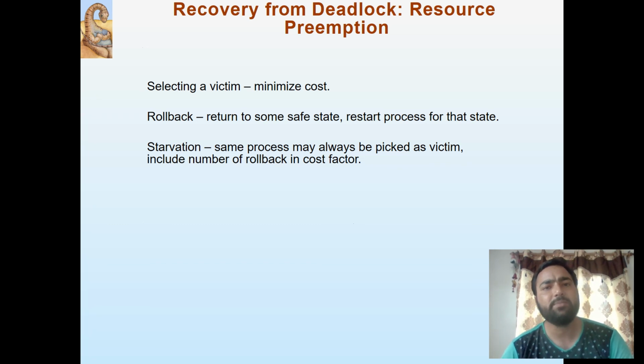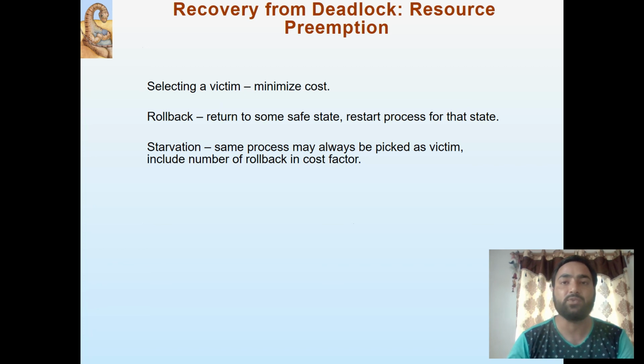कि भाई हर बार जब भी आप एज ए विक्टिम प्रोसेस जिसको हम टर्मिनेट करना है, प्रीएम्प्ट करना है, उसको आइडेंटिफाई कर रहे हैं, तो स्टारवेशन की प्रॉब्लम भी आ सकती है कि हर बार एक ही प्रोसेस है वो बार बार टर्मिनेट हम करने लग रहे हैं, तो वो प्रोसेस तो कभी एग्जीक्यूट होगी नहीं. That causes the starvation problem.